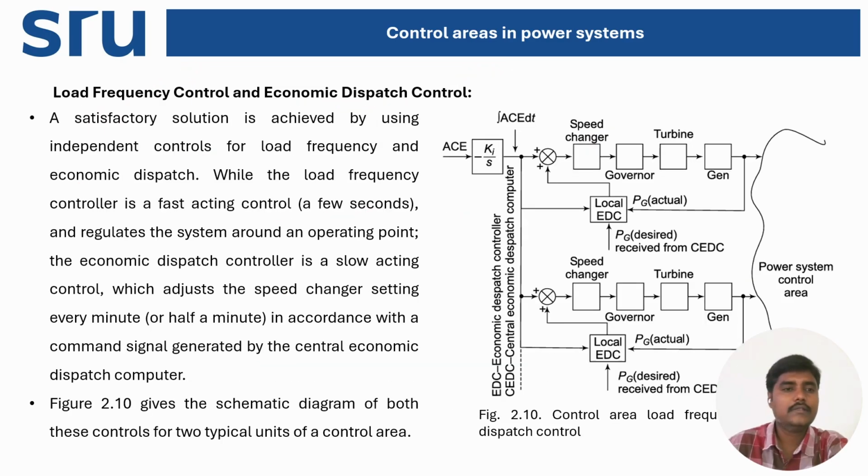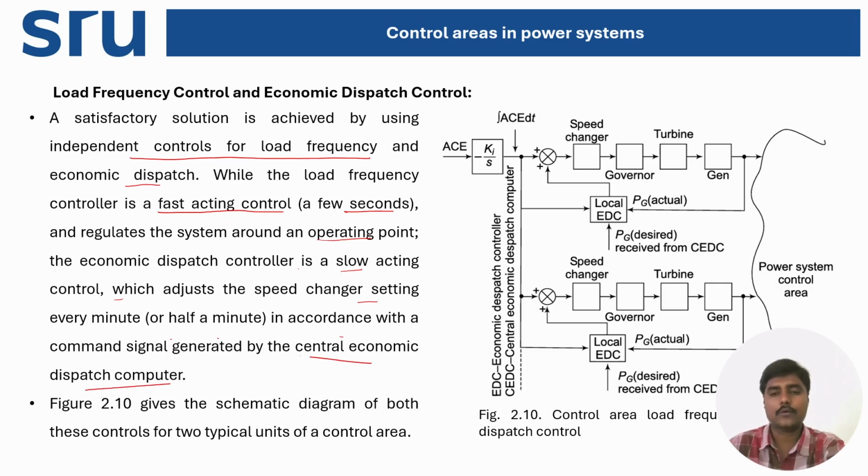Here you can see a satisfactory solution is achieved by using independent controls for load frequency and also economic dispatch. While the load frequency control is a very fast acting control, which can do its job in very few seconds and regulate the system around an operating point, the economic dispatch controller is a very slow acting control which adjusts the speed changer setting every minute or so, in accordance with the command signal generated by the central economic dispatch control. All these things you can visualize by observing this particular picture here.